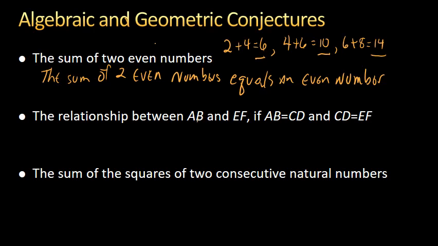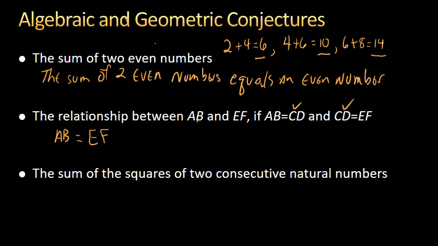Well, if AB equals CD and CD equals EF, then we could make a conjecture, and we could draw this. We could have little lines and draw it. I'm not going to do it here for lack of space, but one of the ways you can make a conjecture is with a drawing. But just verbally, if AB equals CD and CD equals EF, well, AB must equal EF.